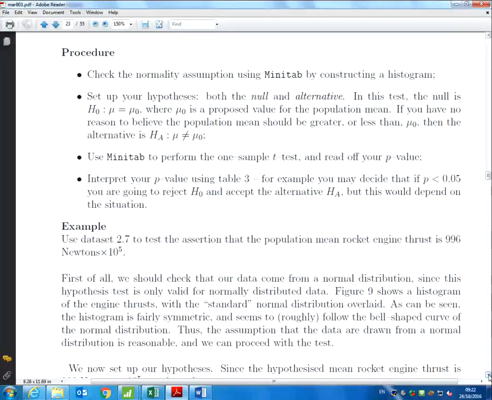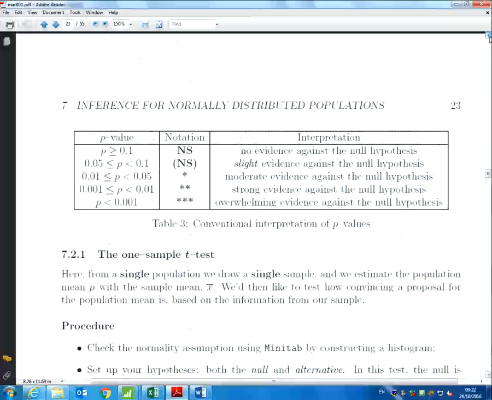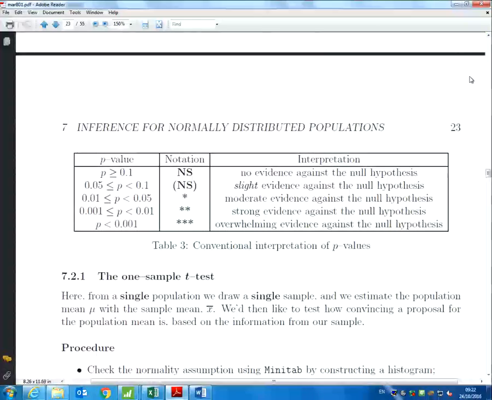Okay, you will have a null hypothesis. What's the shorthand notation for that? H0. And you have an alternative hypothesis, shorthand notation HA. Okay, you'll collect some data, you'll analyse it, and Minitab will give you a p-value. Okay, how do we interpret that p-value? Well, you've got a table, haven't you? You've got a table at the top of page 23.